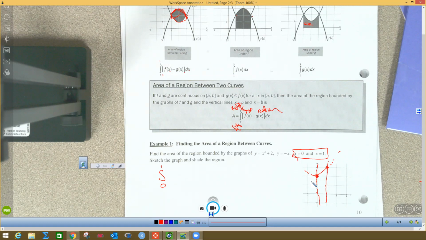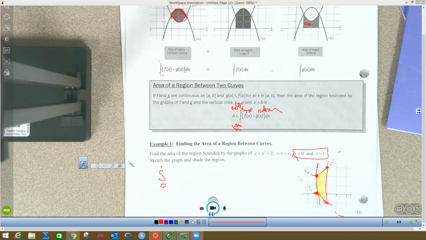And the graph y equals negative x. When you plug in 0, you get 0. When you plug in 1 for x, you get negative 1. So that is this line right here. Again, this line keeps going, but I don't need anything except the graph between 0 and 1. So the shaded part I want is this part. I hope you see the parabola is on top and the line is on the bottom.